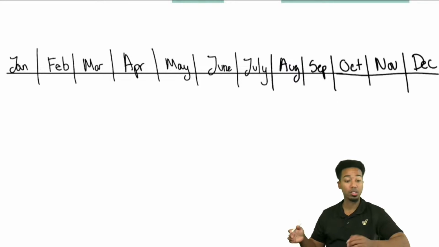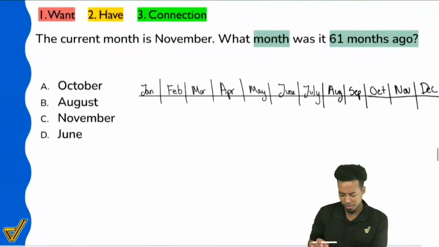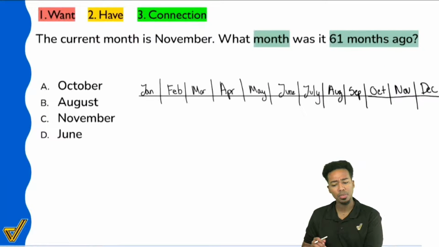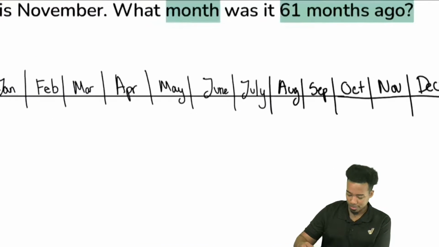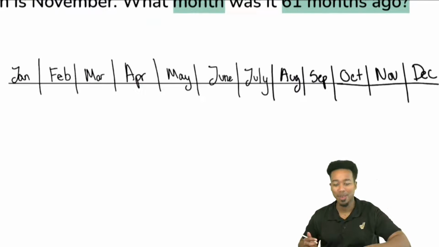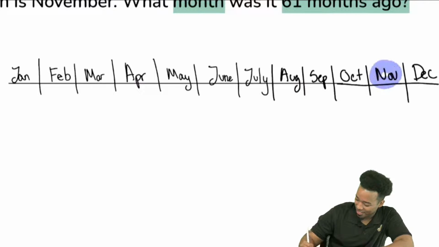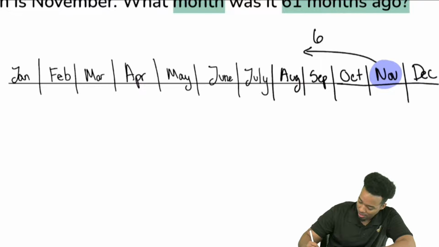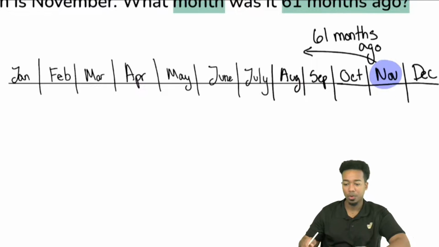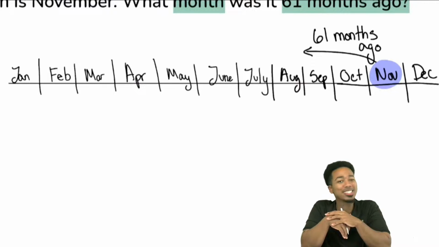Just to make sure we got them all listed out in order correctly. Cool, we're good. And so everybody, what did it say the current month was? November. If we can all list out all the months in order, I think we can all be happy about that, right? That's a passing score on the ASVAB. So we started here, and we want to go back 61 months. Does that make sense to everybody so far? We're starting in November, and we just want to go backwards by 61 months.